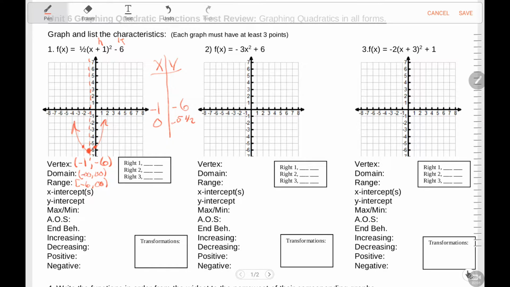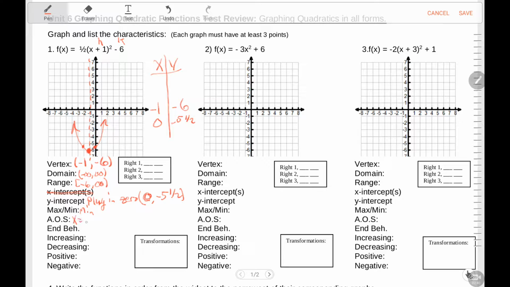On these, you will not have to do the x-intercepts right now, because you'll be given the graph and you'll see where the x-intercepts are. The y-intercept, though, you will always plug in 0. And when you do that, we got negative 5.5 back. So our y-intercept is (0, negative 5.5). We do have a minimum because it bottoms out.